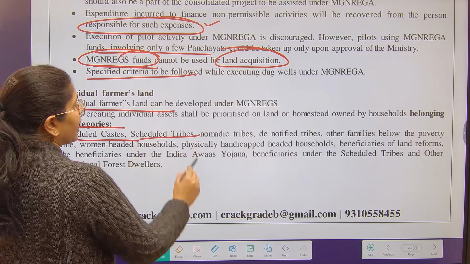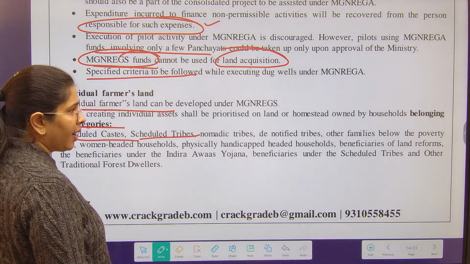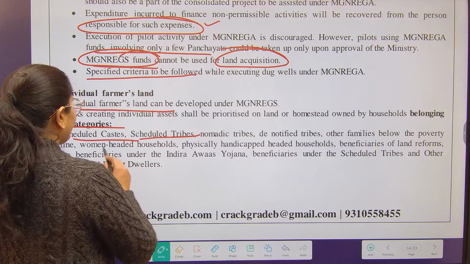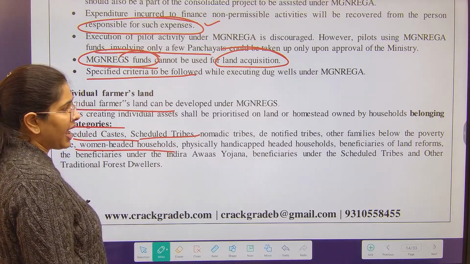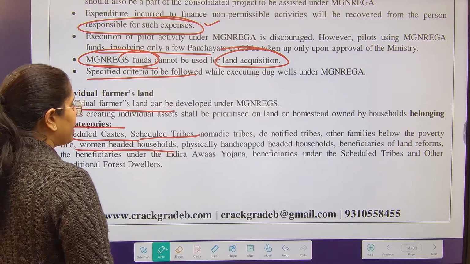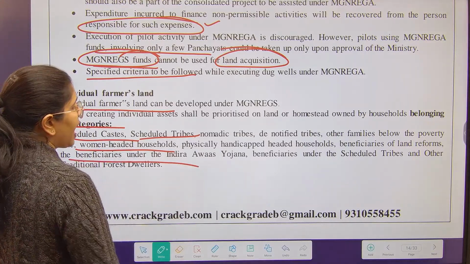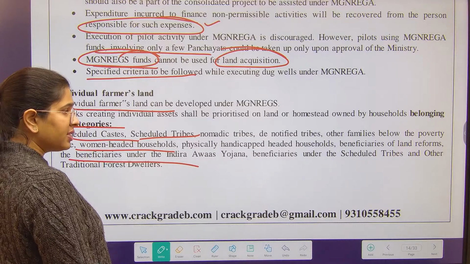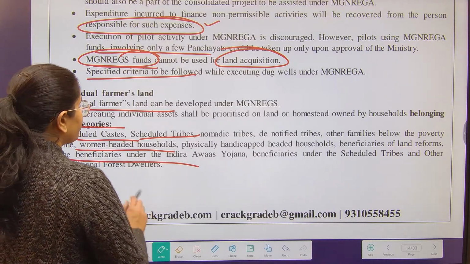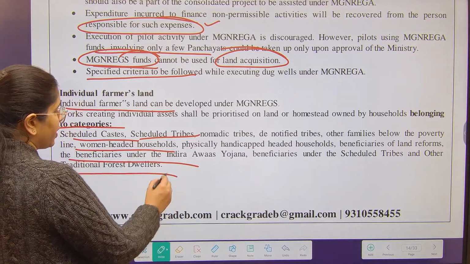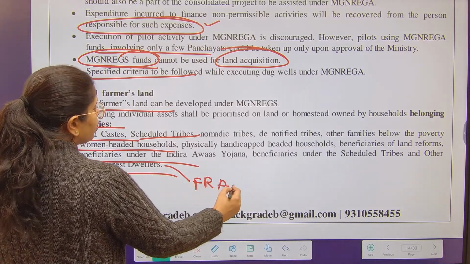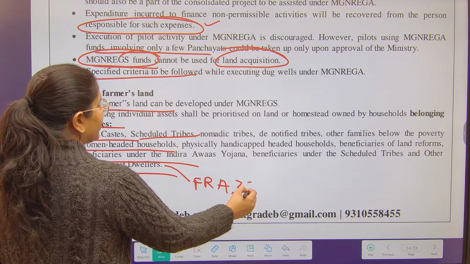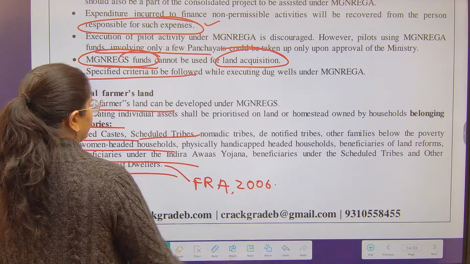Scheduled caste, scheduled tribe, nomadic tribe, denotified tribes, and other families who are living below the poverty line, women-headed households, physically handicapped-headed households, beneficiaries of land reforms and beneficiaries of Indira Awas, beneficiaries under scheduled tribes and other traditional forest dwellers. That means this is the FRA Act 2006. So these are all what? Disadvantaged categories of people.